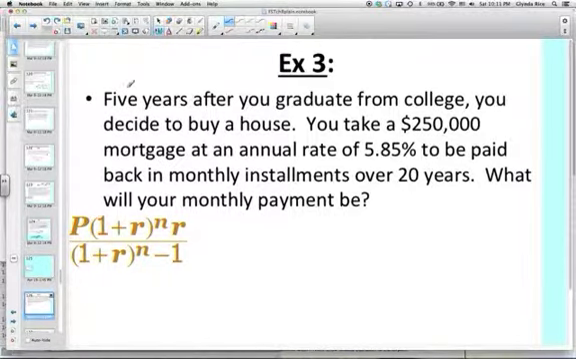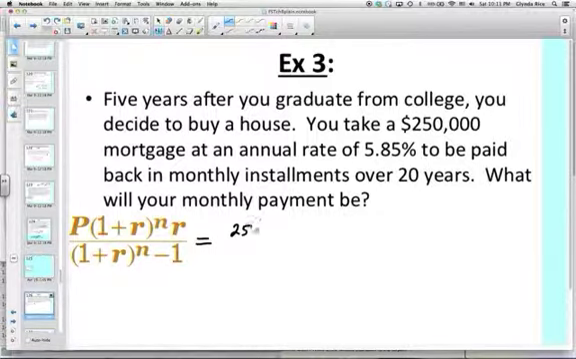Well, not right now. Okay, 5 years after you graduate from college, you decide to buy a house. You buy a house for $250,000 at an annual rate of 5.85. This is very reasonable information to be paid back in monthly installments over 20 years. Often your first house loan is 30 years. What will your monthly payments be?